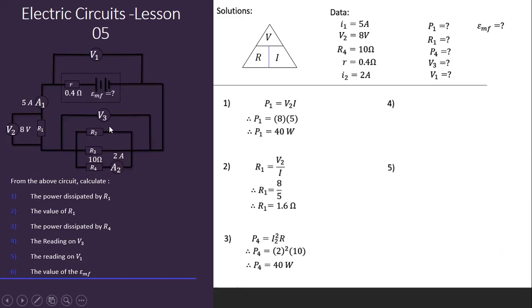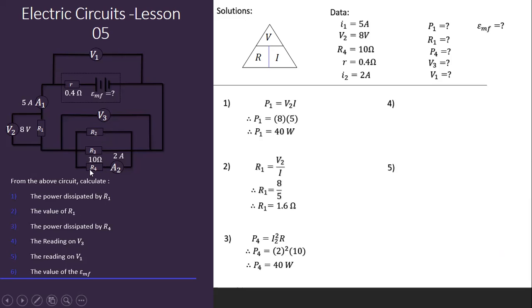The reading on V3. We need to calculate what is the parallel voltage. What is the voltage across this parallel connection here, right? So now, remember that resistors which are connected in parallel have the same voltage. Resistors which are connected in series have the same current. So if we calculate the voltage across R4, because it has most of the information, that means that the voltage across R4 is the same as the voltage across R3, is the same as the voltage across R2, which is the voltage which is read by V3, right?